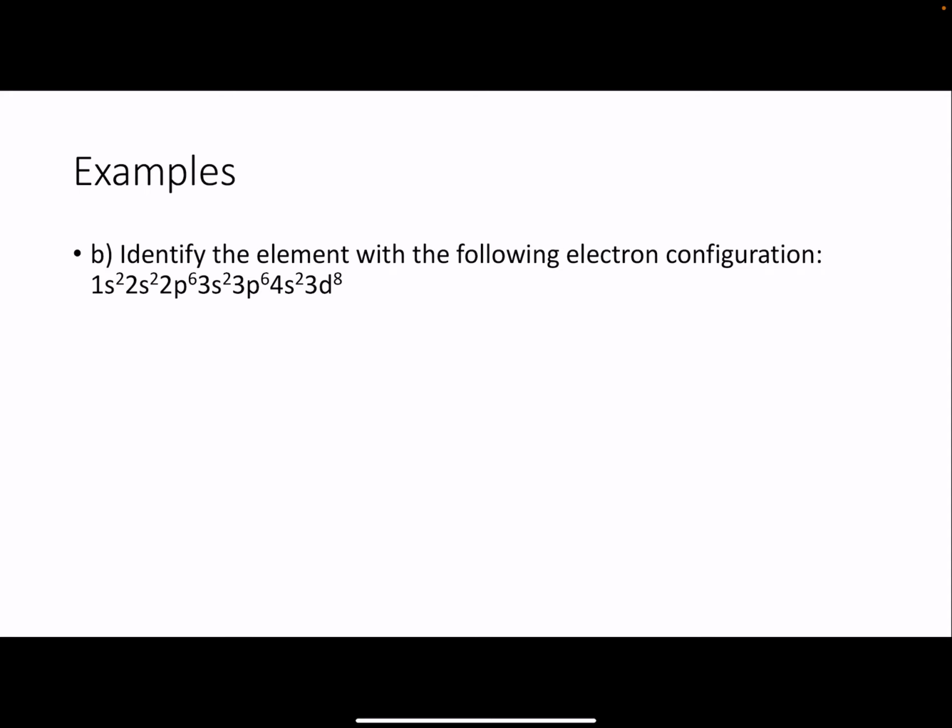Now let's try identifying this element. Based on the periodic table, here are all of the orbitals that have electrons. There's a couple of ways we can do this. Number one, let's look at the total number of electrons. It doesn't look like there's anything missing, so it's not an ion. So I've got 2, 4, 10, 12, 18, 20, and 28. Which element has 28 electrons? It should be nickel.